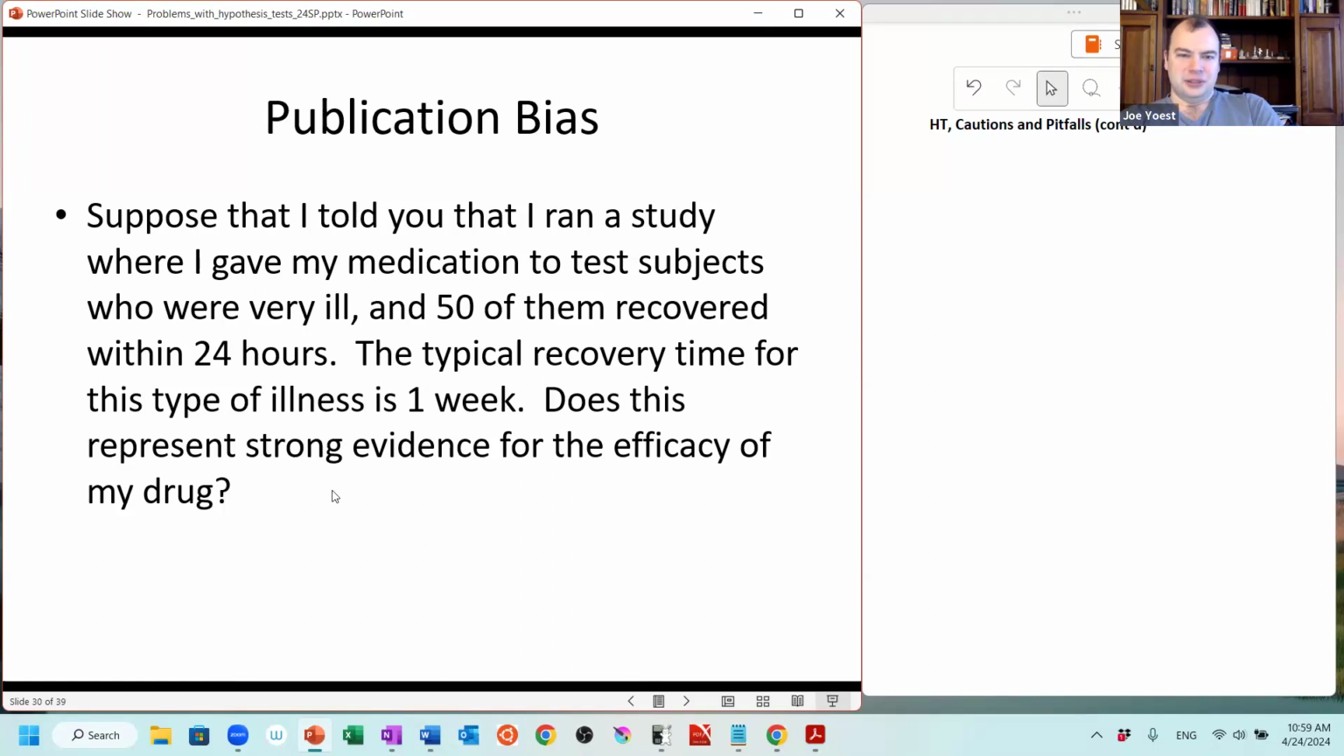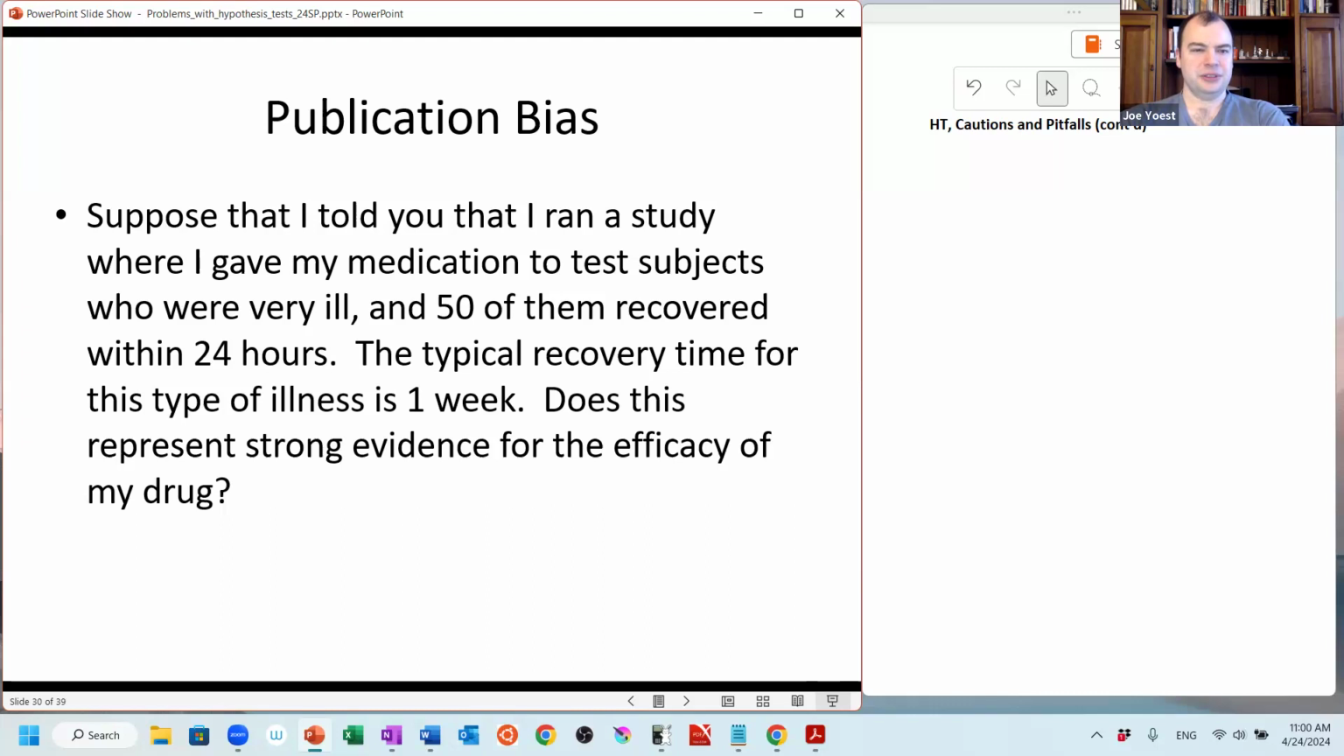All right, so another thing to discuss quickly is publication bias, something that we talked about at the beginning of the course. So consider this narrative. Suppose I told you I ran a study where I gave my medication to test subjects who were very ill, and 50 of them recovered within 24 hours. The typical time to recovery for this type of illness is 1 week. Does this represent strong evidence for the efficacy of my drug?